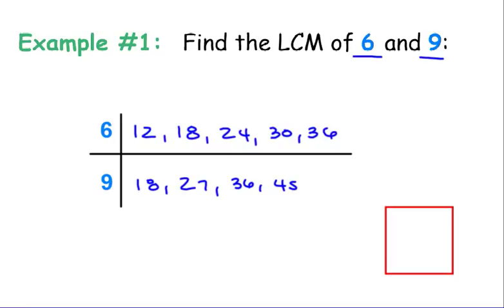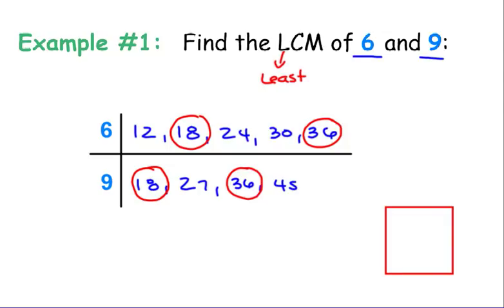Now, do I have any matches so far? I do. I have a match of 18. And there are times where I will have multiple matches because look here, I have a match of 36 as well. But LCM, the L stands for least. So I'm looking for the smallest match. So in this case, 18 is going to be the answer.